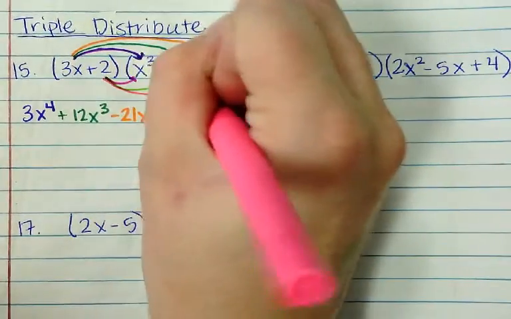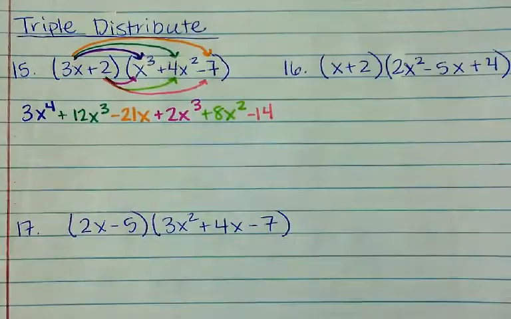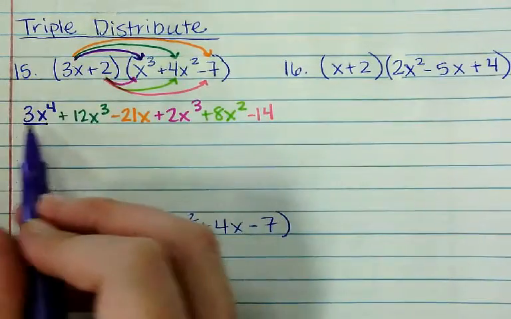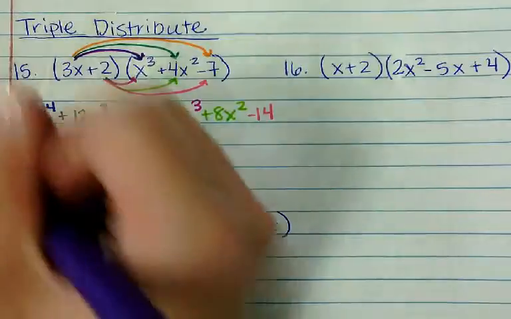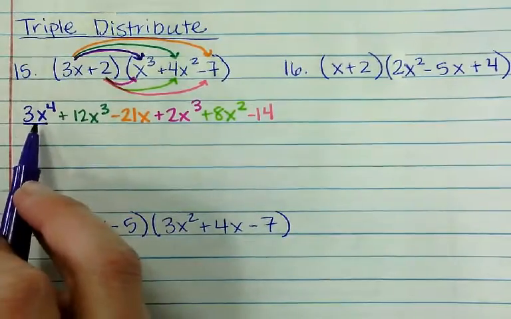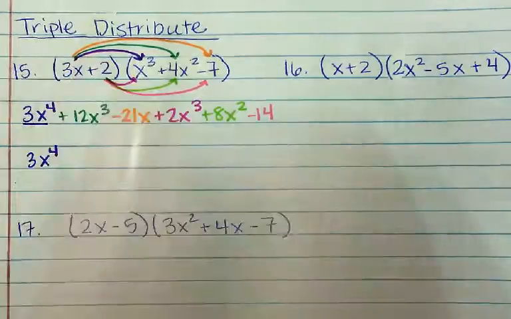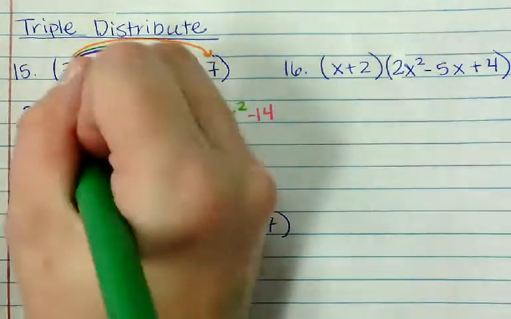Now that we've written it all out, we can go ahead and combine our like terms. So I look at this and I say, cool, are there any other x to the fourths? Nope. So I'm going to write this in standard form, starting with my highest exponent. So I'm going to write that as 3x to the fourth. And then I go to my next one here, x cubed. We have a 12x cubed and a 2x cubed. So that's going to be a 14x cubed.